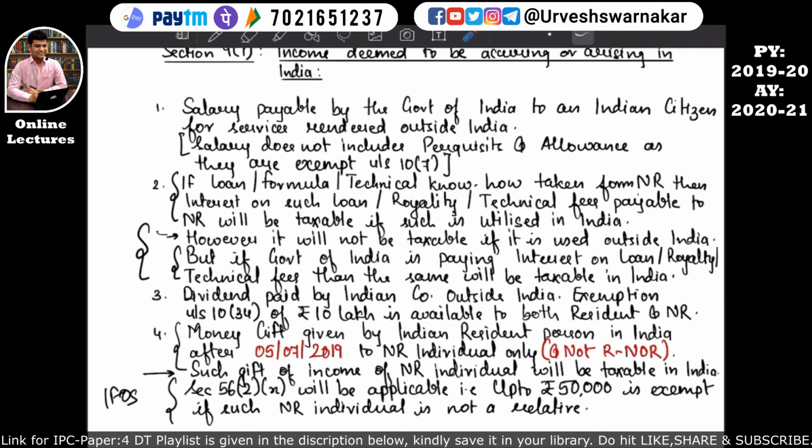Point number 4 says that money gift given by an Indian resident person. Who is giving the gift? Indian resident person is giving the gift. To whom has it been given? It has been given to a non-resident individual only. And where is it given? It is given in India. And at what time period is it given? It is given after 5th July 2019. Then such gift of income received by this non-resident individual from this Indian resident person will be taxable in India. I hope this is quite clear to you all.